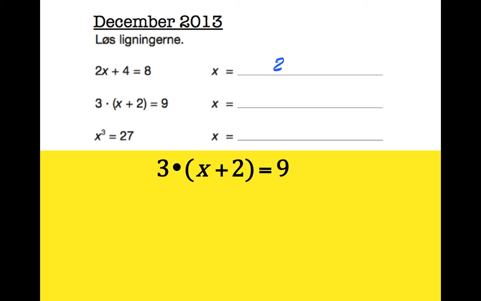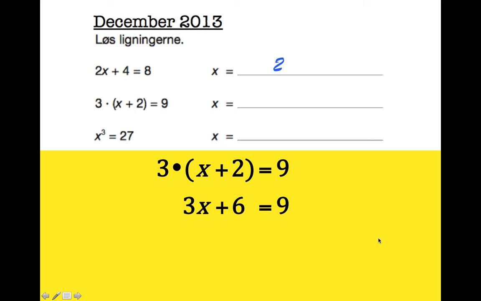Next one has got some brackets. When you see a number times a bracket, if you want to expand the bracket and write it without the brackets, then you need to do the number times everything inside the bracket. So to get rid of the brackets, I've got to do 3 times everything in the bracket. 3 times x is 3x, and 3 times 2 is 6. So I get 3x plus 6 on the left, 3 times everything in the bracket. So 3x plus 6 is 9.